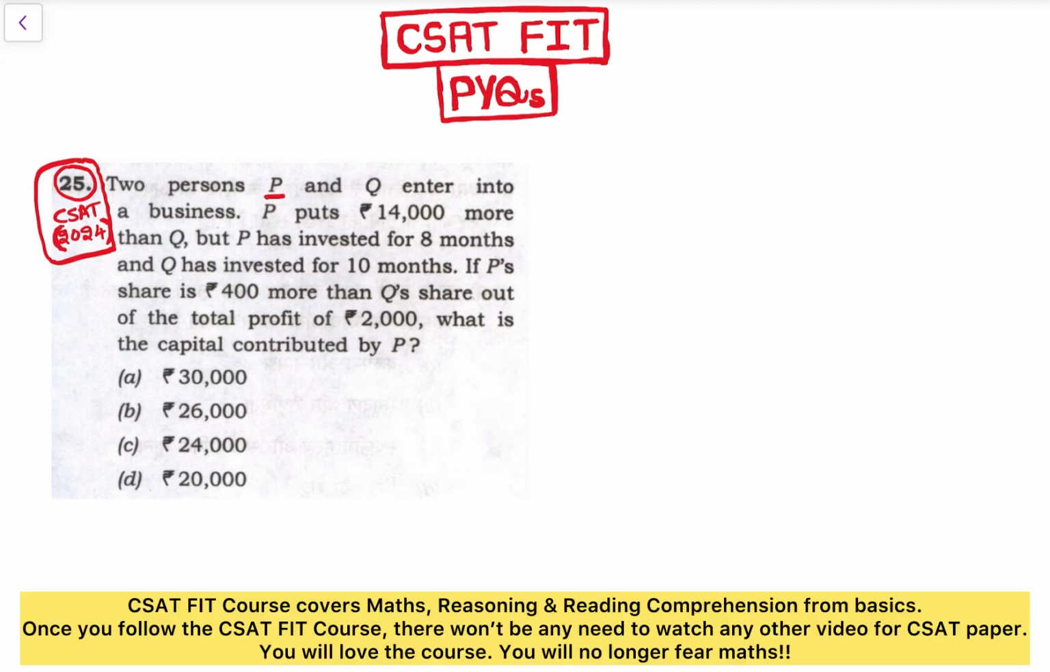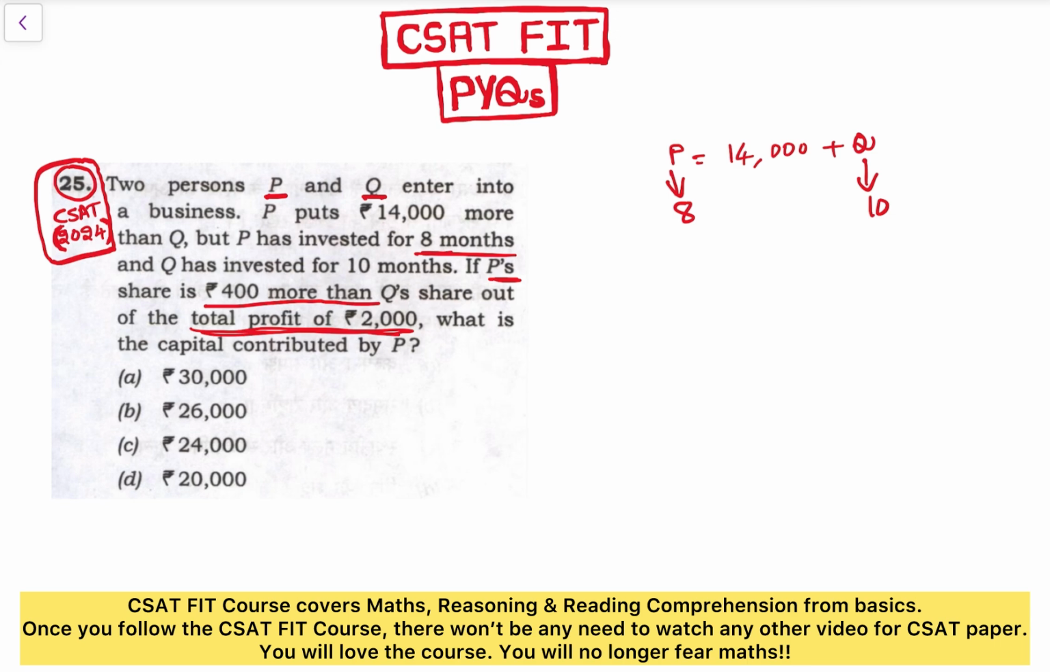See, two persons P and Q enter into a business. P puts 14,000 more than Q, but P has invested for 8 months, where Q has invested for 10 months. If P's share is 400 more than Q's share out of the total profit of rupees 2000, what is the capital?